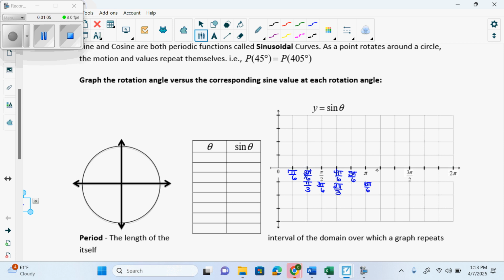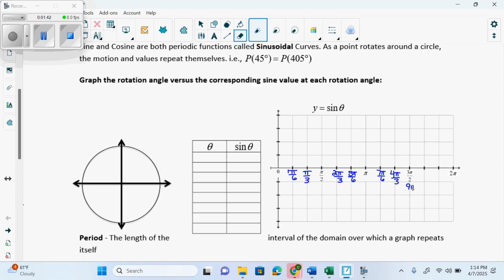And I just keep going. 7 pi over 6, 8 pi over 6. What's 8 pi over 6 the same as? So this 2 pi over 6 becomes pi over 3. I'm just going to write it nicely. Then the 3 pi over 6 became pi over 2. 4 pi over 6 became 2 pi over 3. 5 pi over 6. 6 pi over 6 became pi. 7 pi over 6. What does 8 pi over 6 become? 4 pi over 3.